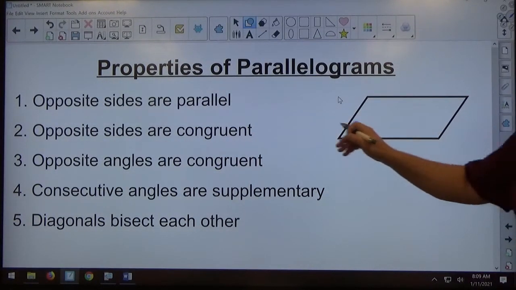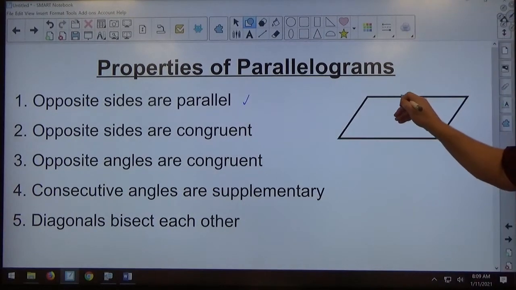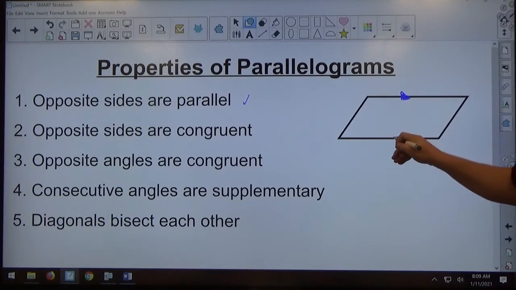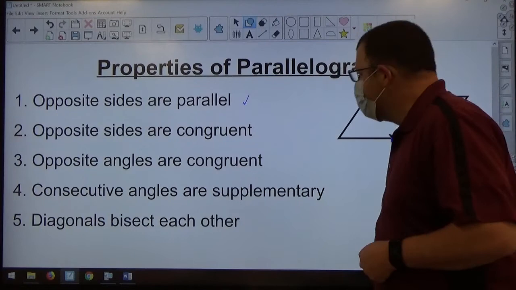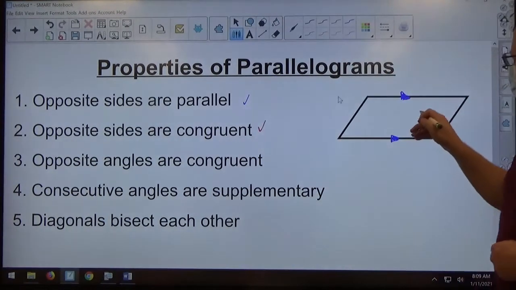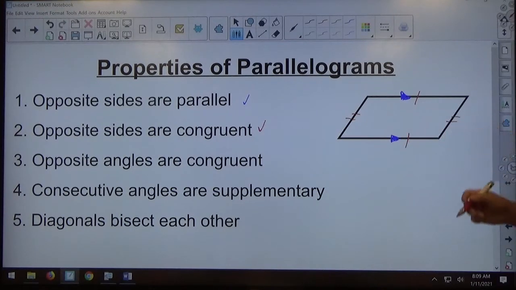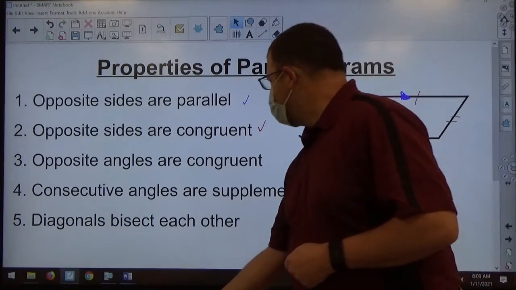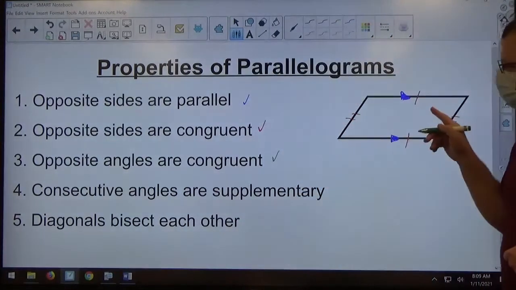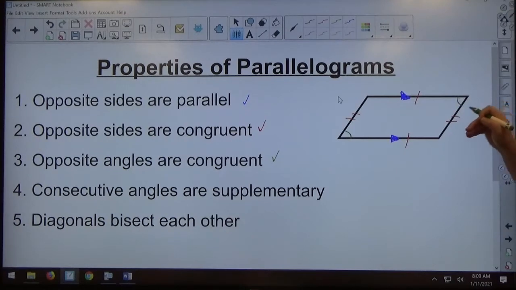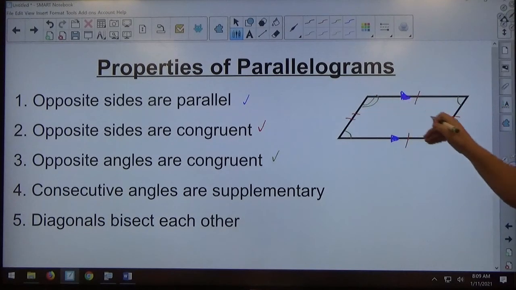So property 1 tells me this is parallel to this. Property 2 tells me this is congruent to this, that's congruent to that. Property 3, opposite angles are congruent. If I'm talking about this angle, I go across the parallelogram, that's opposite. This angle, go across the parallelogram, that's opposite. That's what that one tells me.